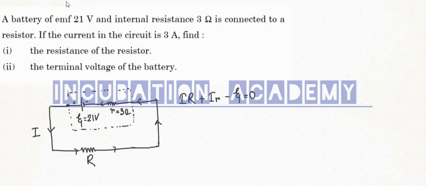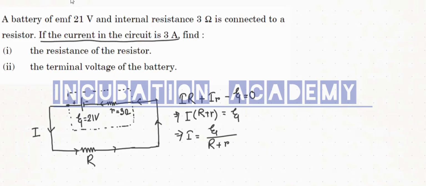If I want to find the current, I have to take I common from I capital R and I small r, that is, I times (capital R plus small r) equals E. So the value of the current is the EMF of the cell divided by the external resistance plus this internal resistance. In the question it is given that the current in the circuit is 3 ampere; calculate the resistance of the resistor. That means capital R we need to find.